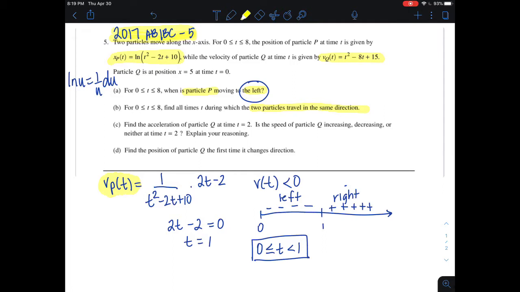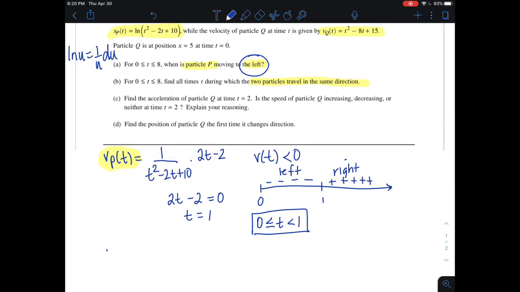Is the speed of the particle increasing, decreasing, or neither at t equals 2? It's important to make sure you remember that acceleration does not tell you if it's slowing down or speeding up. You need both acceleration and velocity sign at that specific point.